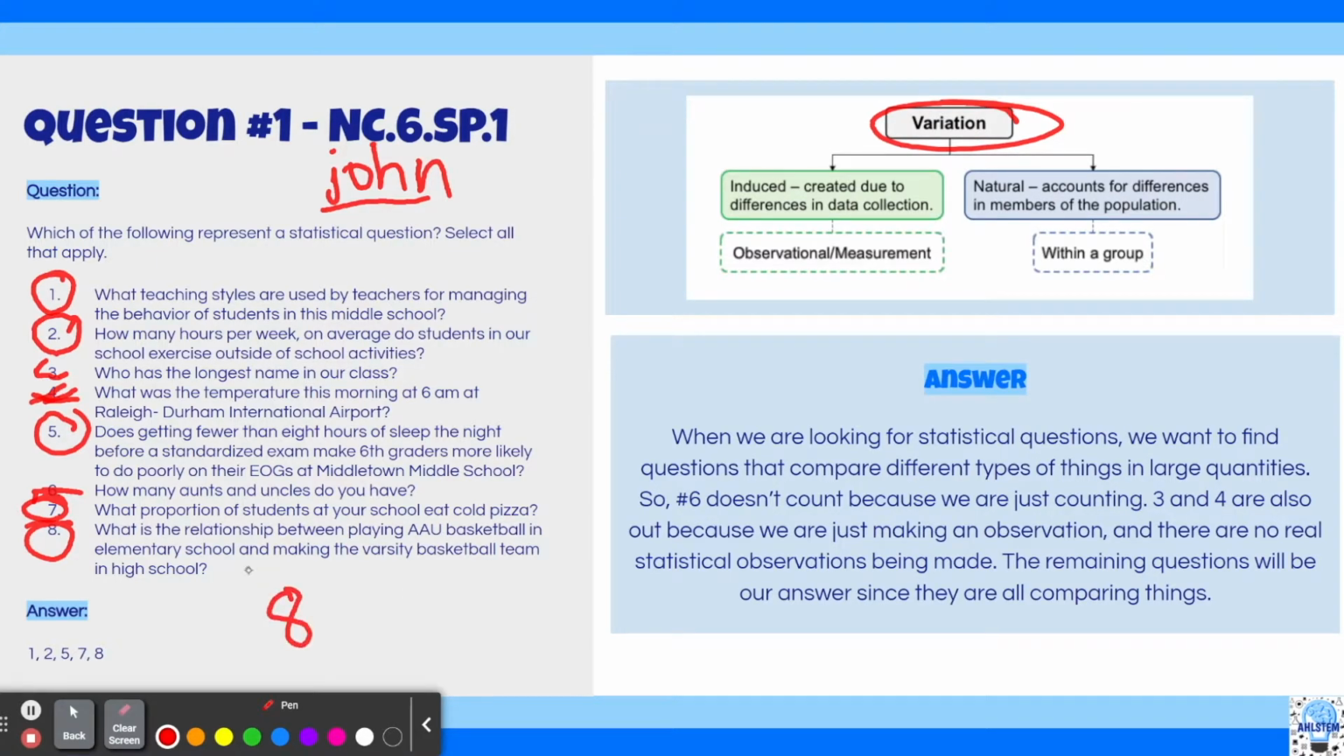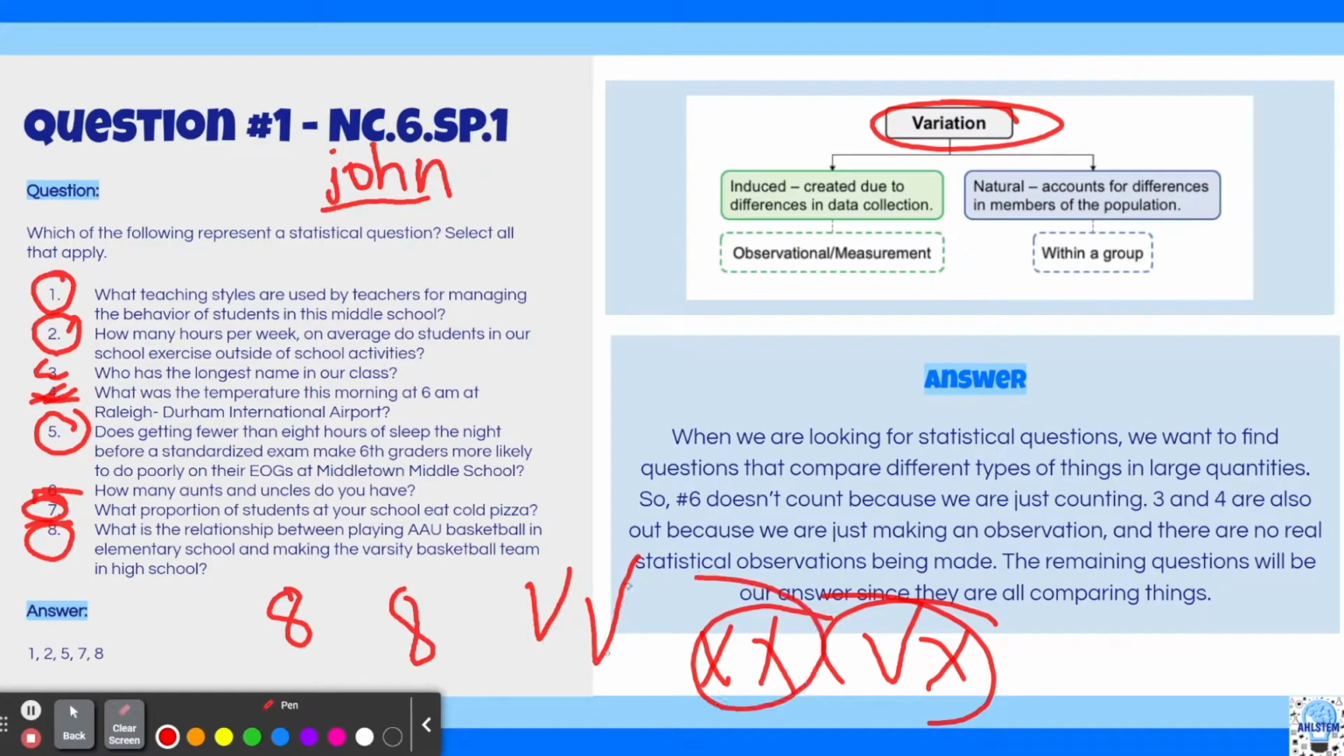8 students played AAU. All 8 of them made varsity basketball. Did you play AAU? Yes. Did you make varsity basketball? Yes. Did you not play AAU? Did you play AAU? No. Did you make varsity basketball? No. Did you play AAU? Yes. Did you make varsity? No. See, you see these variations here? That is what gives us data.